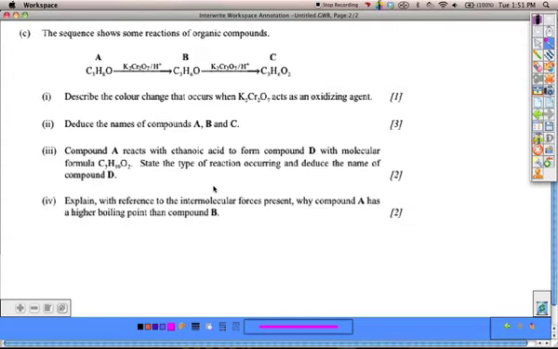The next question, 8c, is asking us about organic chemistry. First of all, it says, looking at this change, if I'm using K2Cr2O7 as an oxidizing agent, that's what ties it into the last 2 questions, what color change will I observe? And that's where we go orange to green.